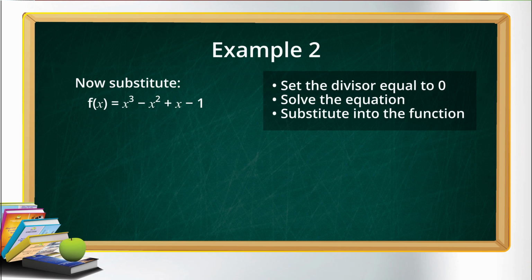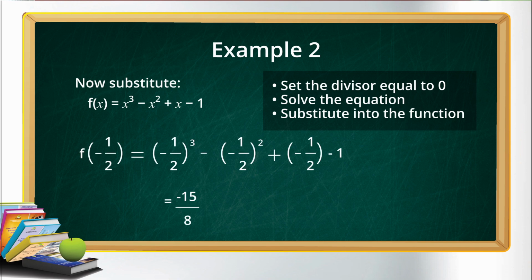All that remains is to substitute negative half into the expression f of x is equal to x cubed minus x squared plus x minus 1, which gives us f of negative half is equal to negative half cubed minus negative half squared plus negative half minus 1, equal to negative 15 over 8. This means the remainder is negative 15 over 8.